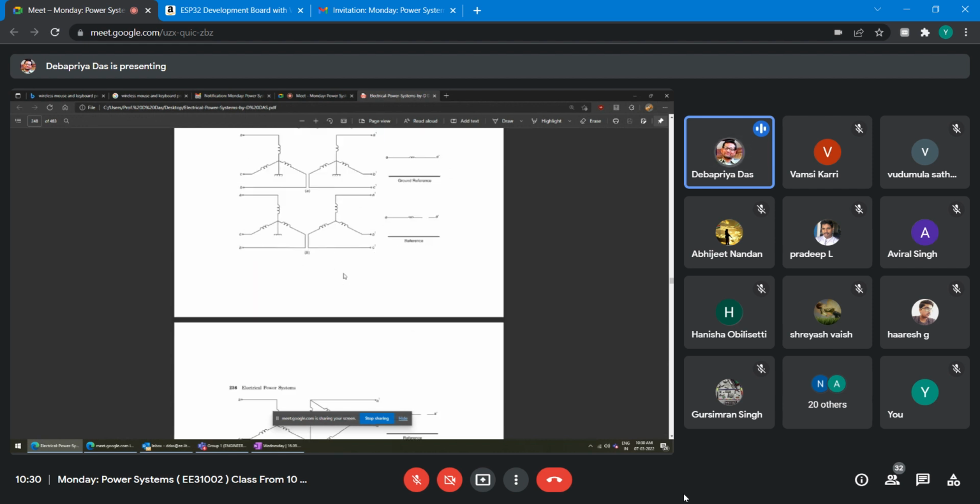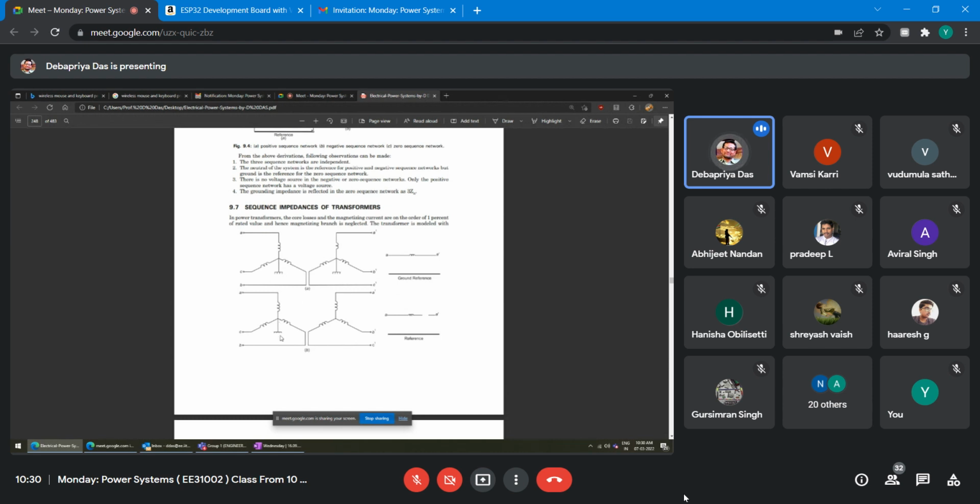Now the second one: the primary side is star grounded, the secondary side has no ground, right? Therefore, although this is grounded, and this is not grounded, there is no possibility of zero sequence current to flow. That's why up to this point it is there. After that it is open. You have to show it open. Then only you can show that it is not grounded, and that means no zero sequence current will flow.